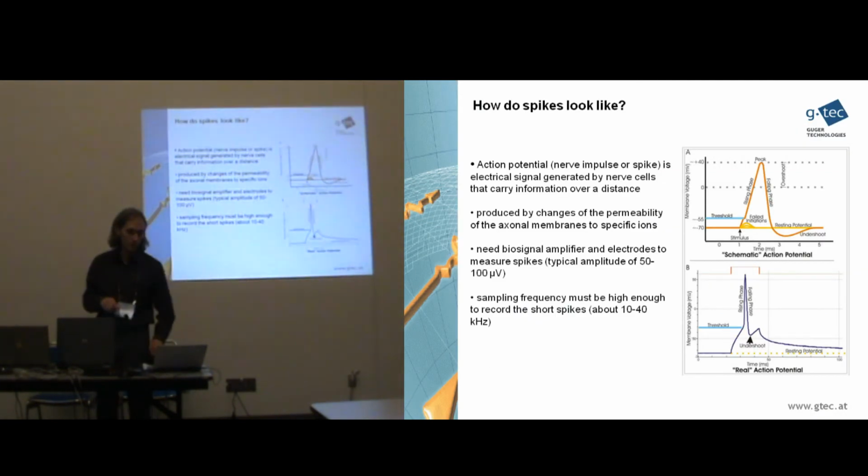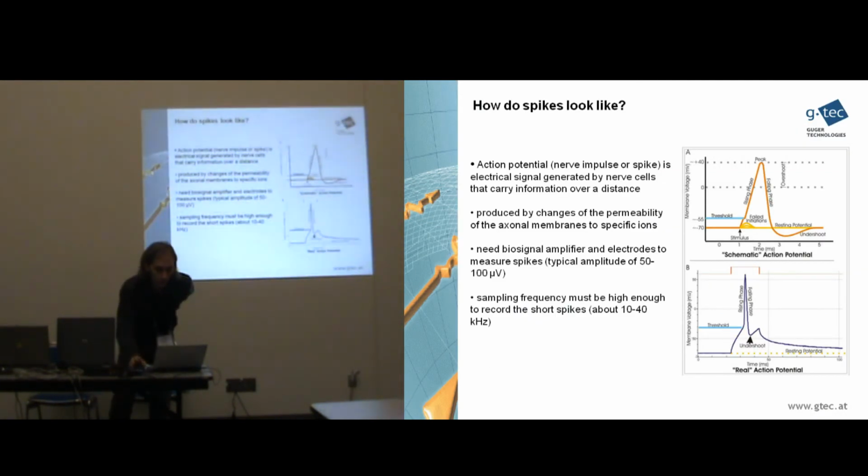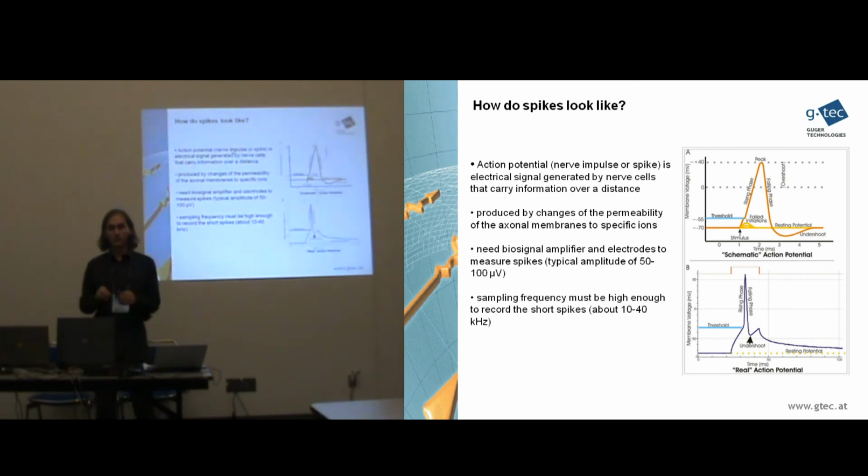That's called spike sorting. So if we look at the action potentials, action potentials are the electrical signals that carry information over long distances within your body, and they are produced by changes of the permeability of the membranes. And you need a biosignal amplifier to measure these small spikes, because they have only an amplitude of about 50 to 100 microvolts. And they are also quite sharp and short-lasting.